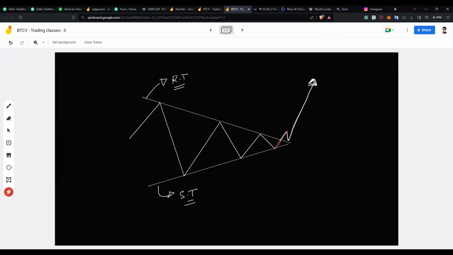The market will move up, it will break the resistance trend line. Then the resistance trend line will convert into a support trend line, and then the market will move up. Correct? This always happens in every market.